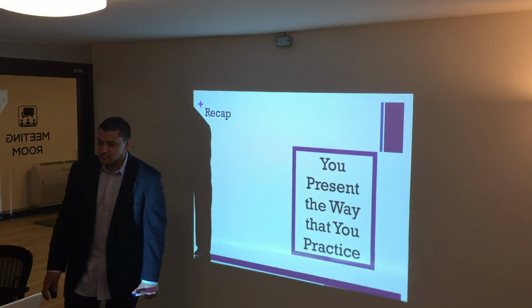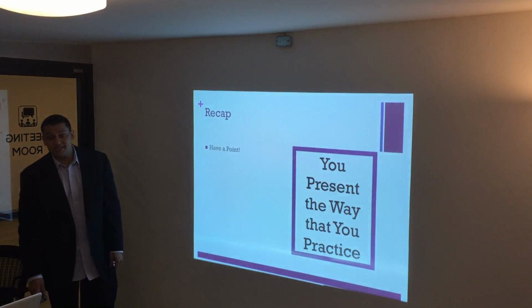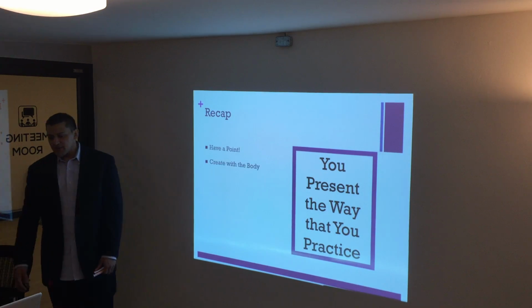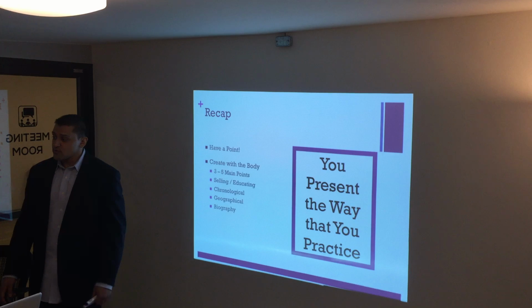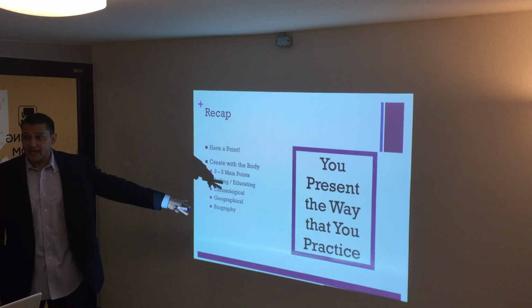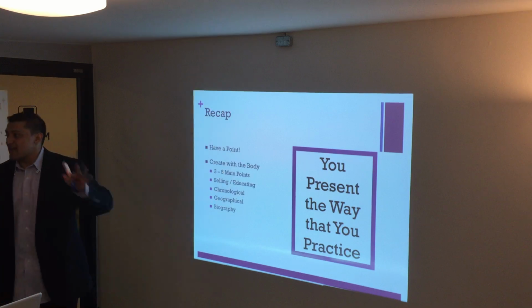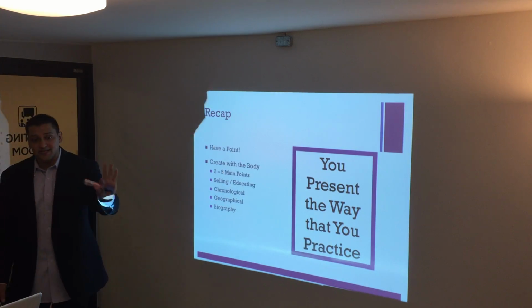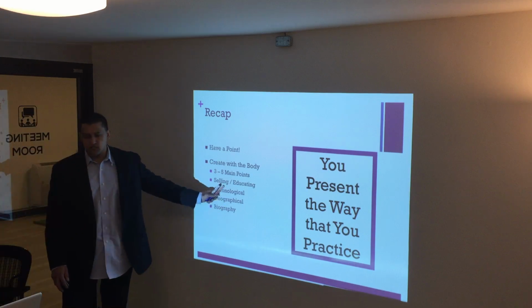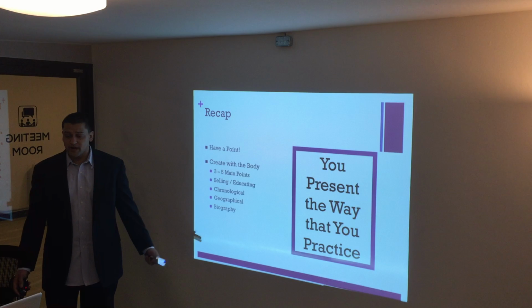All right, so what do we cover today? Have a point. Make sure you have a purpose. Once you have a point, how do you put that point together? You put it together with the body: 3 to 5 main talking points. Sell or educate. Both at the end, you're selling a message or you're selling a product. Doesn't matter what it is. We talked about some different ways: chronological order, geographical order, or biographical order, right?